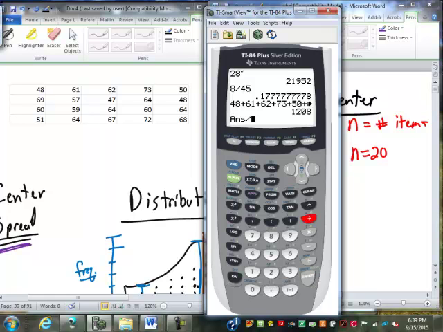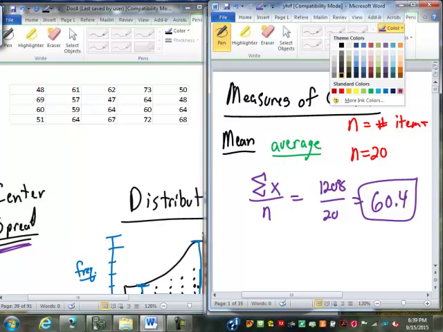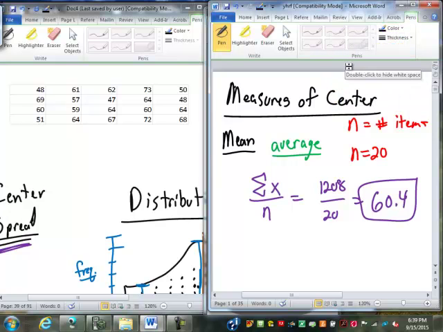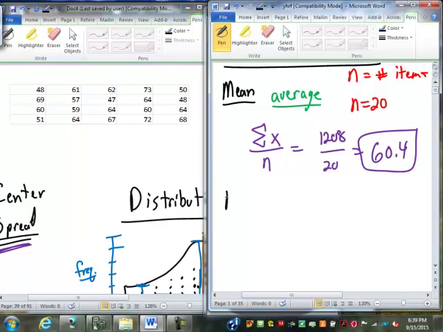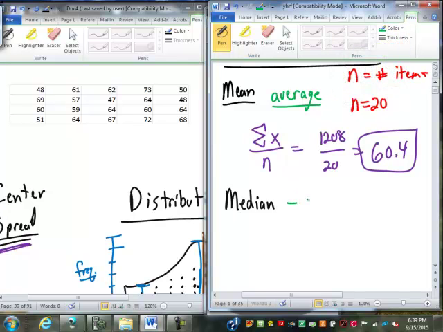We're going to divide by 20. Gives us 60.4. So 1,208 divided by 20. 60.4 is the mean of this set of data. The second measure of center that's pretty common, the second most common, is the median. The median is physically the middle of the data.